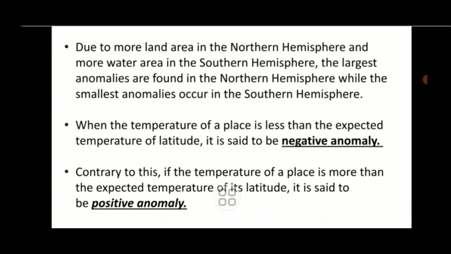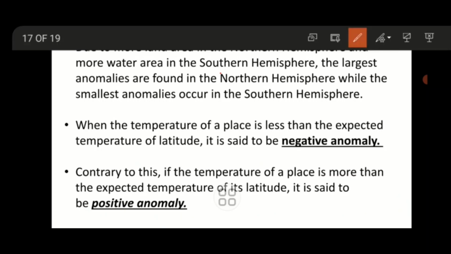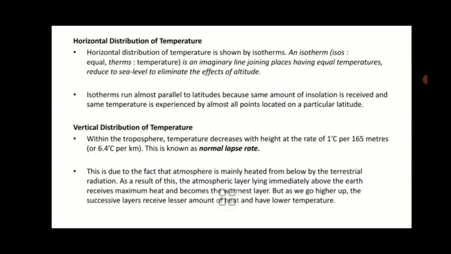There is more land area located in the northern hemisphere and more water area in the southern hemisphere. So the largest anomalies are found in the northern hemisphere compared to the southern hemisphere. When the temperature of a place is less than the expected temperature of its latitude, it is said to be a negative anomaly. Conversely, if the temperature of a place is more than expected, it is said to be a positive anomaly.